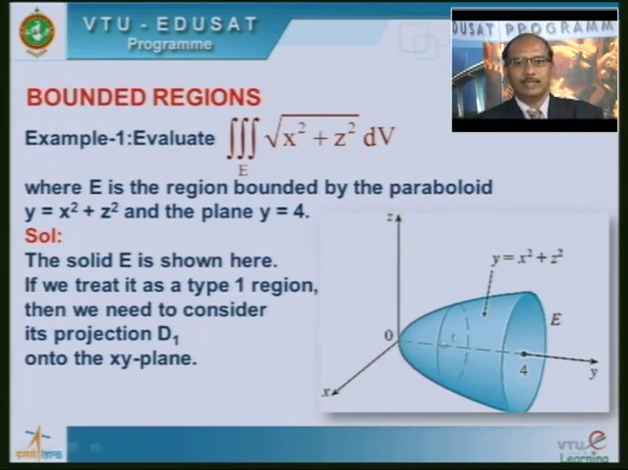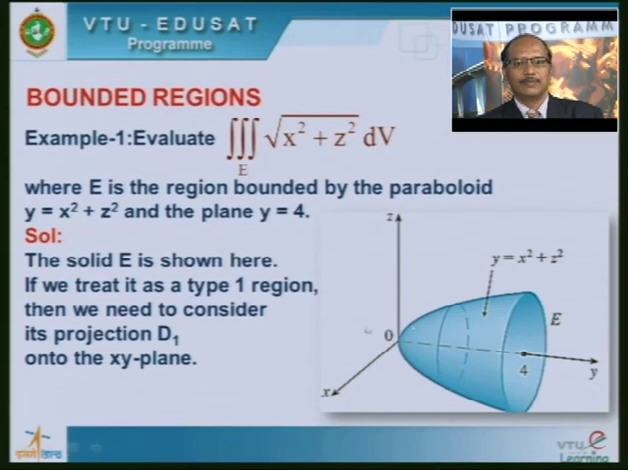So, y is equal to x square plus z square is the paraboloid, and there is a plane y equal to 4. It is not shown here. There is a plane cutting the paraboloid here. So, evaluate this function over the region. This is the solid region bounded by one paraboloid and another one plane. Now, identify the limits of the integration.